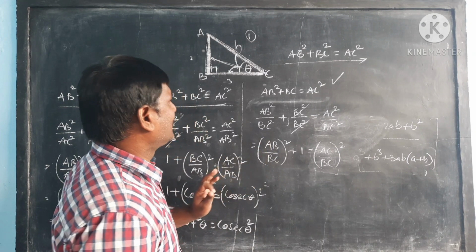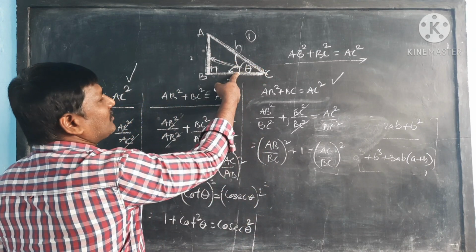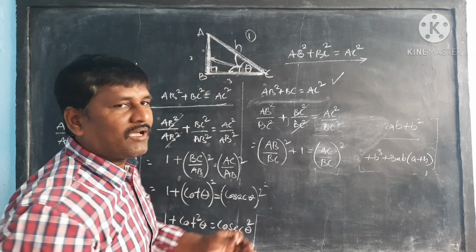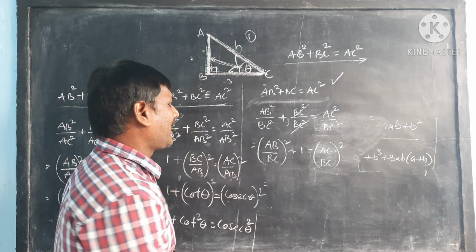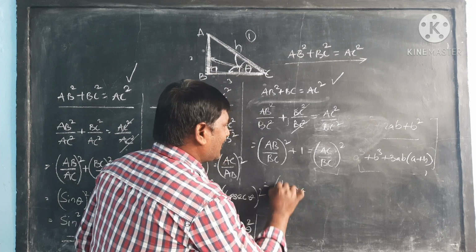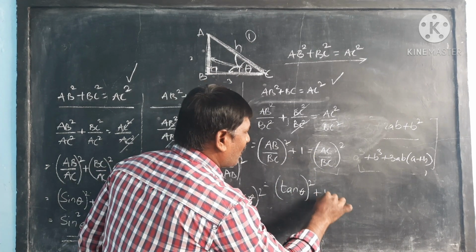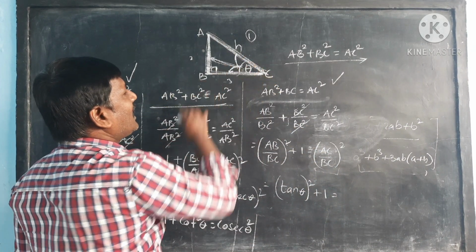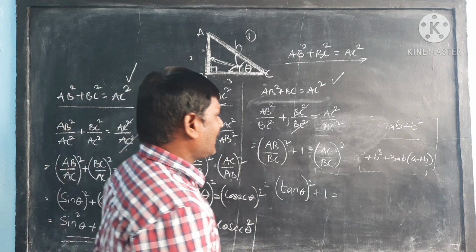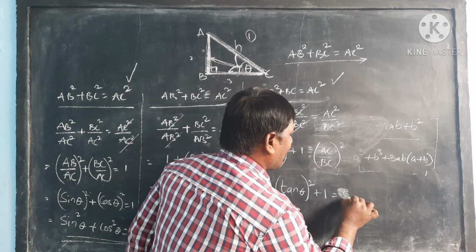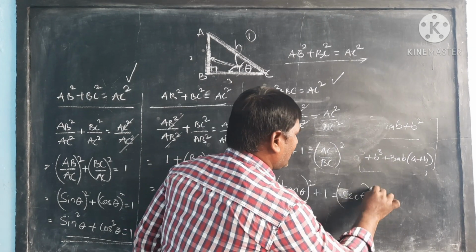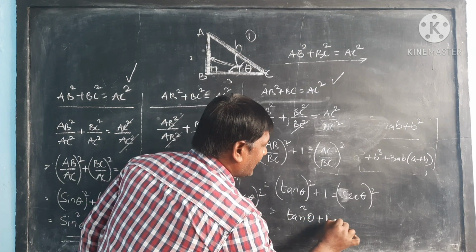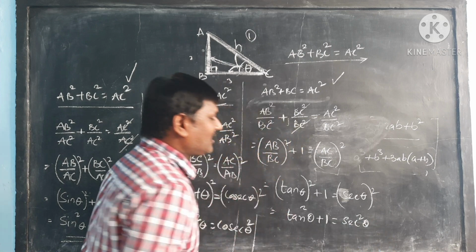Now we can apply the trigonometric ratios. AB by BC: AB is the opposite side to theta and BC is the adjacent side to theta. Opposite divided by adjacent is tan theta, so tan theta whole square plus 1 is equal to AC by BC. AC is the hypotenuse and BC is the adjacent side to theta, so that is sec theta, and it is all square. Now we can write the equation tan square theta plus 1 is equal to sec square theta. So this is another identity.